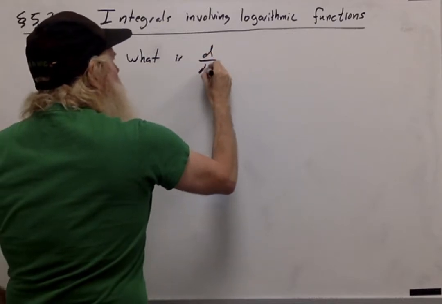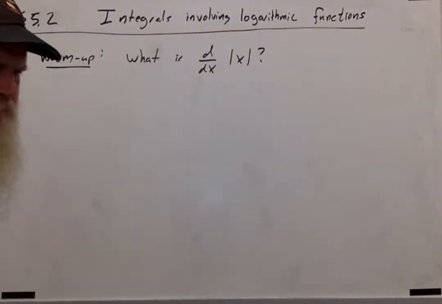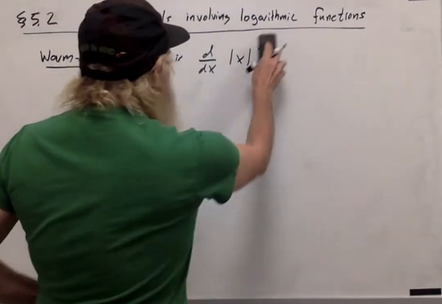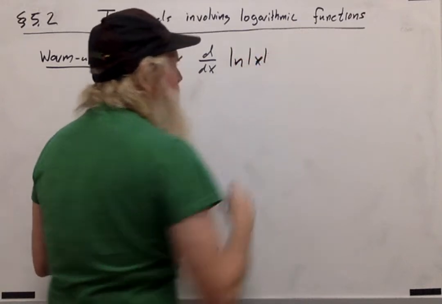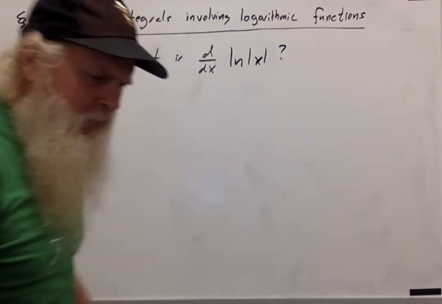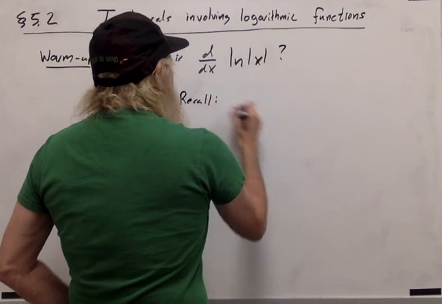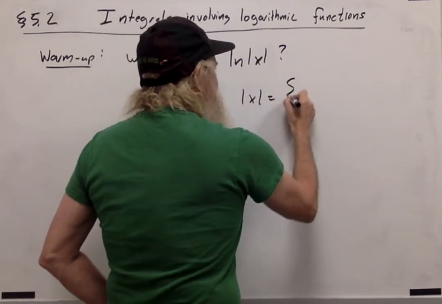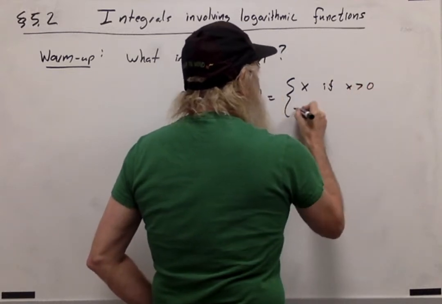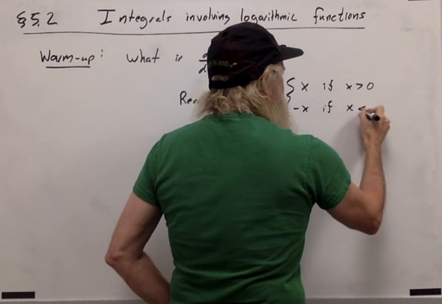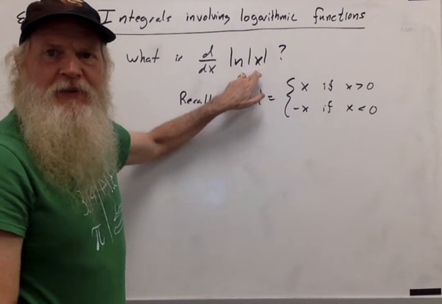What is the derivative with respect to x of the absolute value of x? Sorry, the derivative with respect to x of natural log of the absolute value of x. Well, remember that the absolute value of x is equal to x if x is positive, and is the opposite of x if x is negative. I'm not going to worry about the case that x equals 0 because natural log of 0 is not defined.